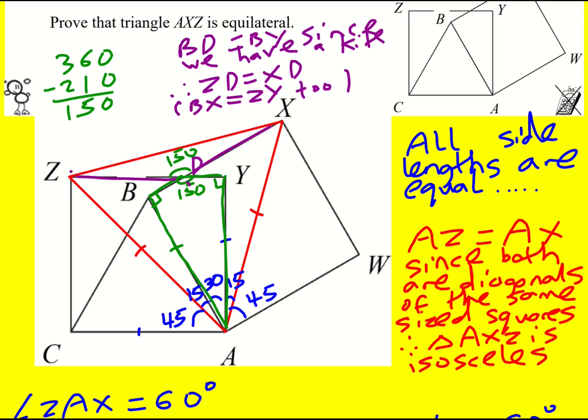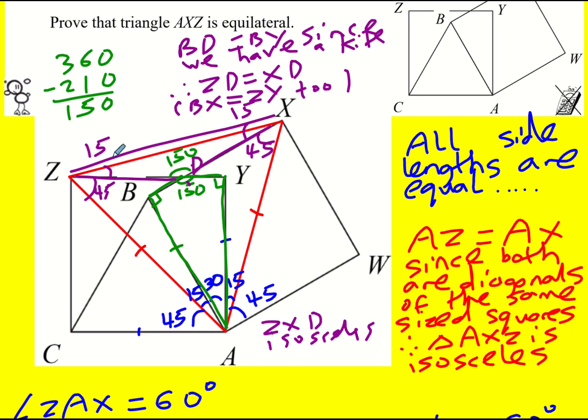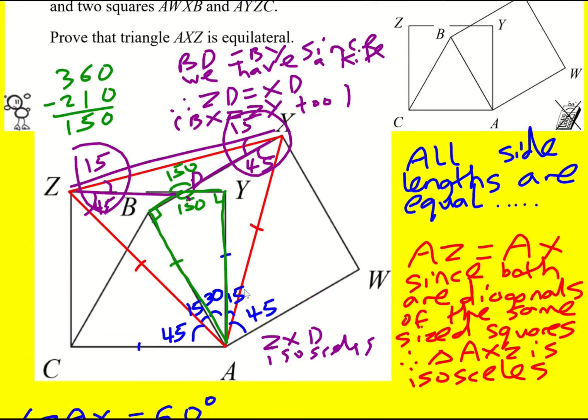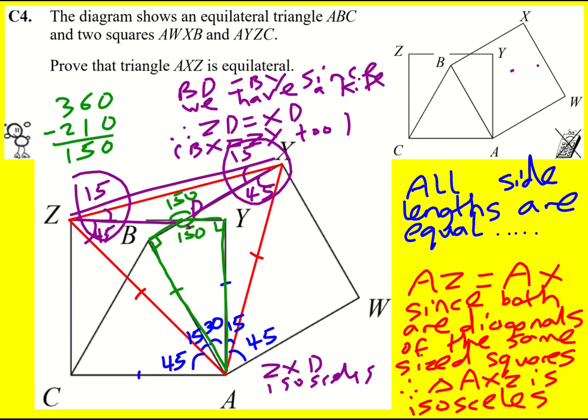And I've got an isosceles triangle ZXD. And that means that this is going to be 15 and this is going to be 15. And I can combine that with the 45 here because of the diagonal and 45 here because of the diagonal. It's just another way of showing that I get 60 degrees. Okay, I don't need to do all this. Like I said, right from the start, that was fine. But if you don't spot it, then this is an alternative path. All right, well done.